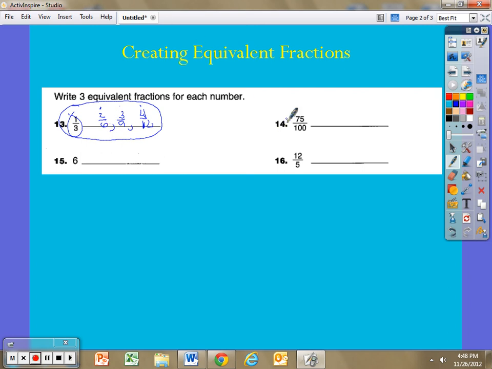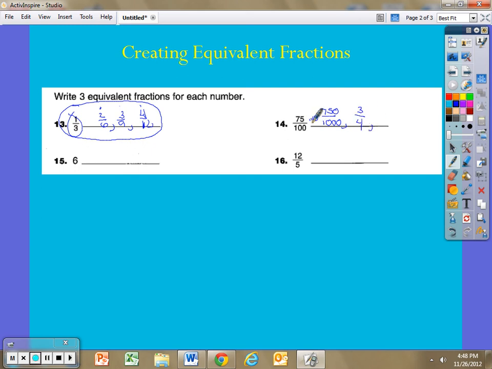All right. If I take a look at 75 hundredths, what goes into 75 and 100? Now, I don't even multiply these. I guess I can multiply both by 10, because it doesn't say how I have to find the equivalent fractions. That would just be 750 over 1,000. I could divide both by 25. 75 divided by 25 is 3. 100 divided by 25 is 4.